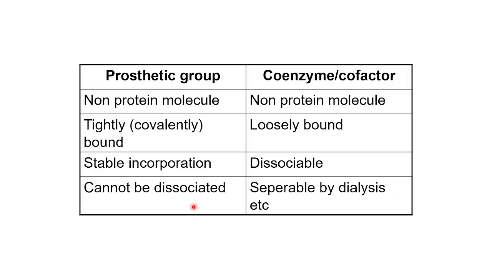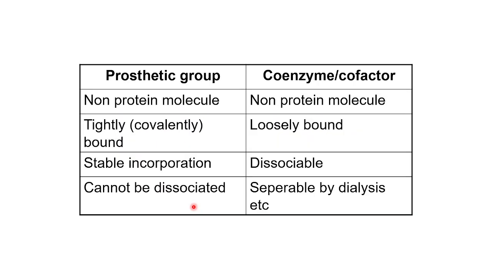Now, prosthetic groups and coenzymes or cofactors. Prosthetic groups are basically non-protein molecules. Even coenzymes are non-protein molecules. Prosthetic groups are tightly bound; coenzymes are loosely bound. Prosthetic groups have a stable incorporation. Coenzymes are dissociable. Prosthetic groups cannot be dissociated because they are tightly bound, and coenzymes can be separated by dialysis because these are small molecules. Okay, so this is about the basics. Now we will be getting into enzyme kinetics and enzyme inhibition. If you have any questions up to this part, you can ask me.